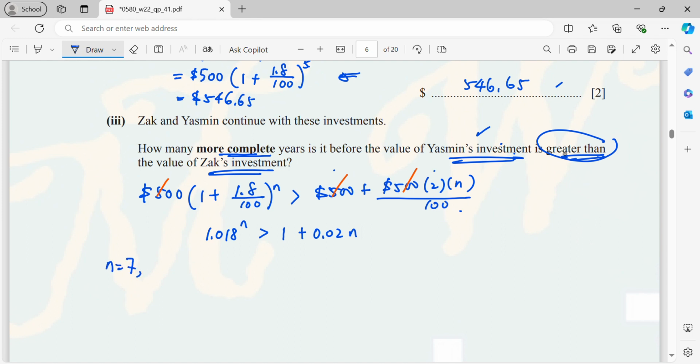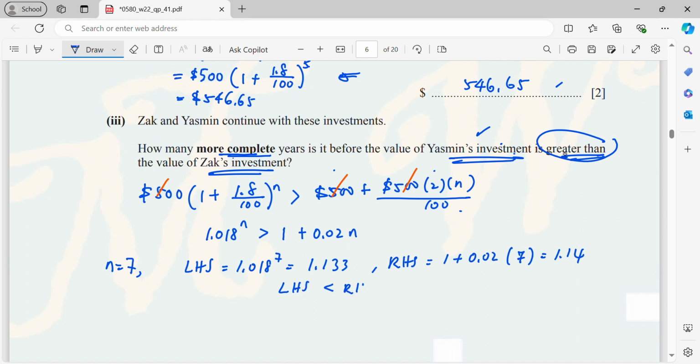So when n equals 7, my left hand side, that is 1.018 to the power 7, you are getting 1.133. And the right hand side is going to be 1 plus 0.02 times 7, then you will be getting 1.14. And again, left hand side is less than right hand side. That means this is not the value yet.